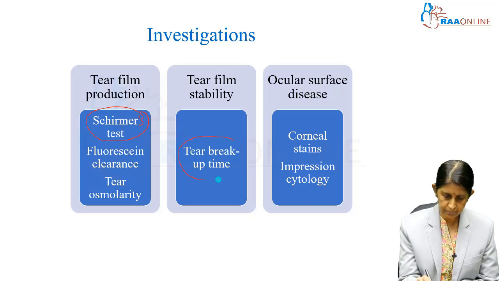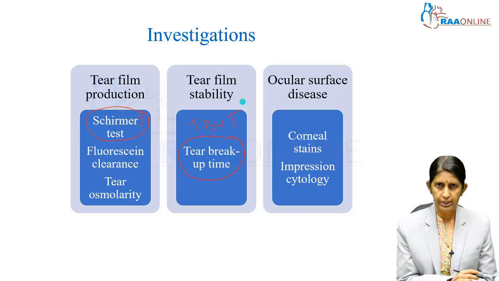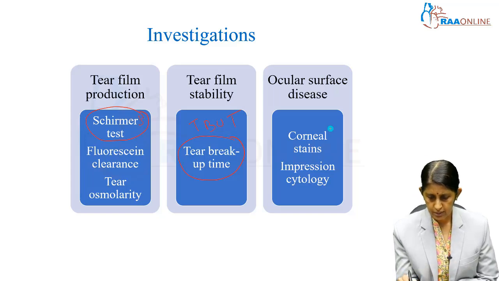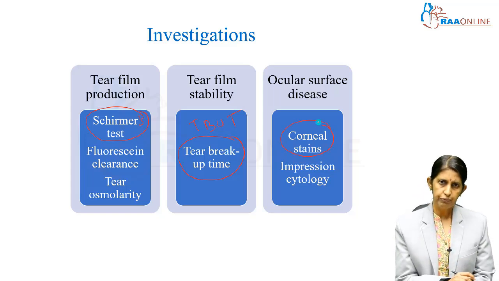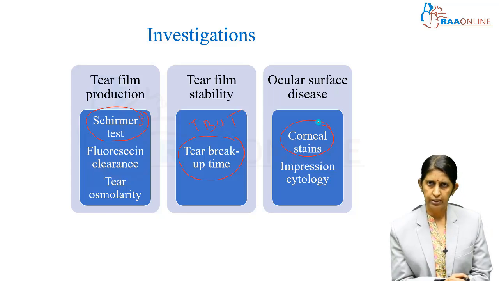tear film breakup time, T-BUT it's called. So this is also a very useful test to identify the tear film stability, and the amount of ocular surface disease is best detected using corneal stains. So if dry eye disease has to be investigated thoroughly, we have to do a Schirmer's test, a tear breakup time, and a corneal stain in all these patients.